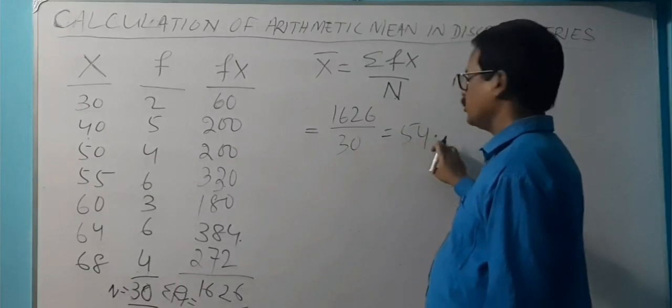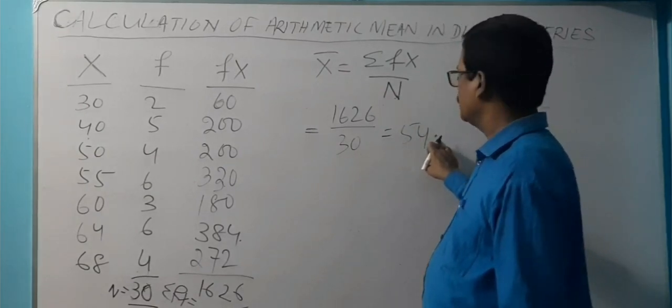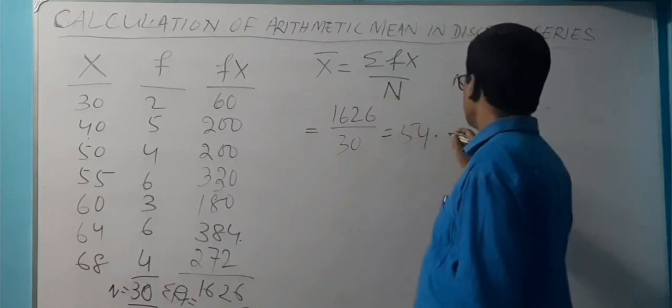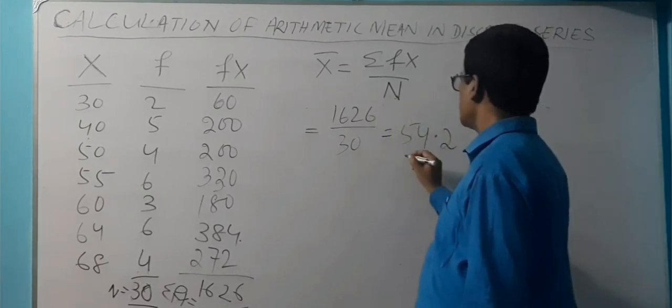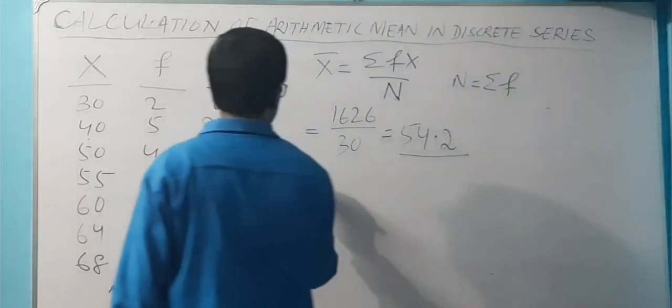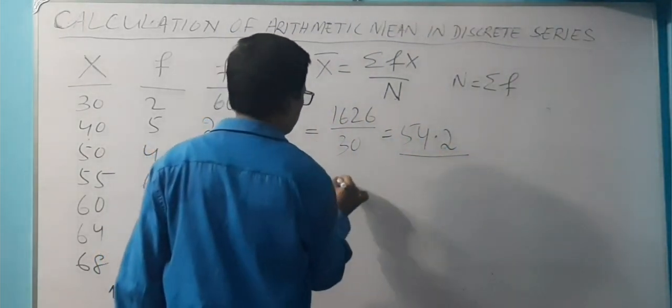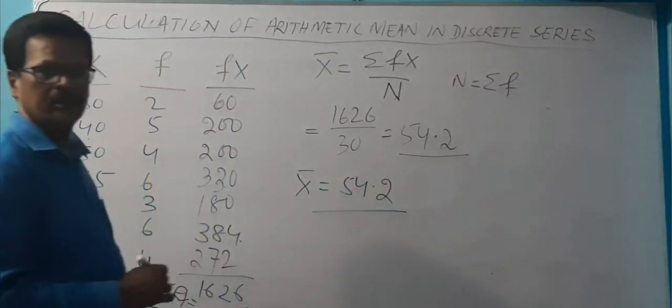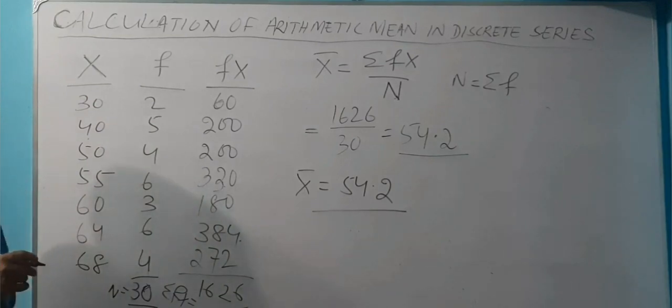Okay. Put decimal point here. Then add 0, that is 60. So 30 into 2 is 60. So the answer will be 54.2. Okay. Now we can write x bar is equal to 54.2. x bar is equal to 54.2.